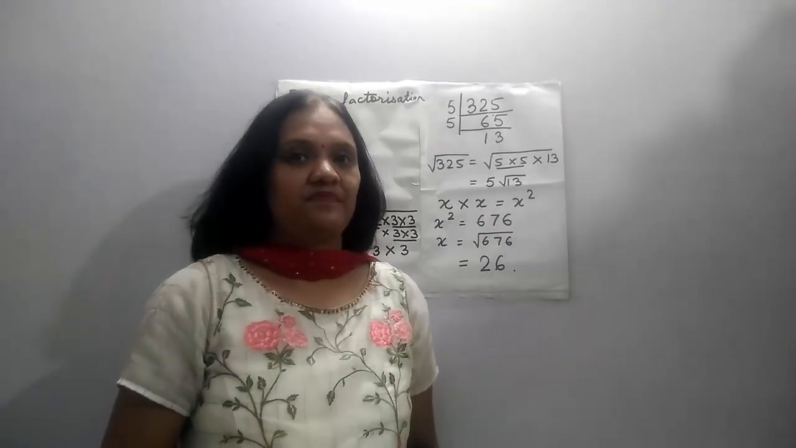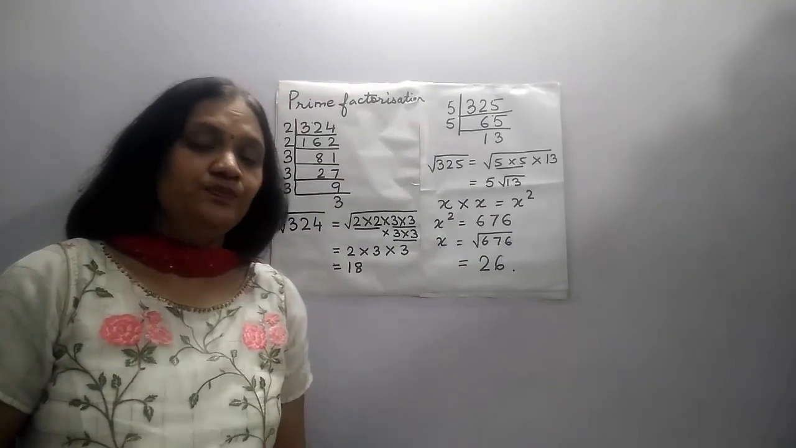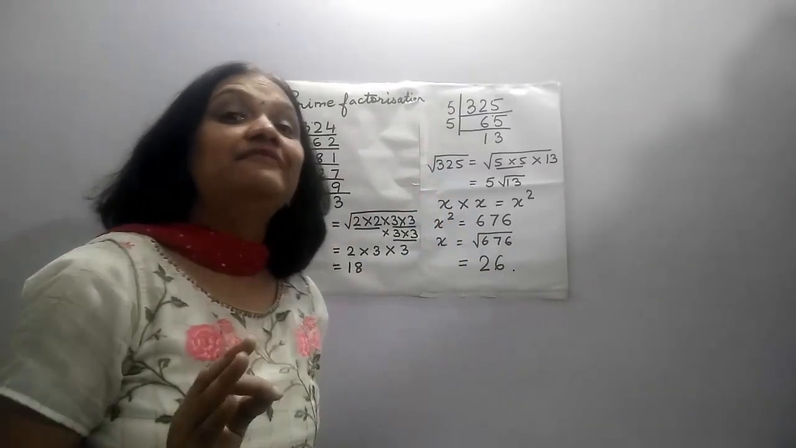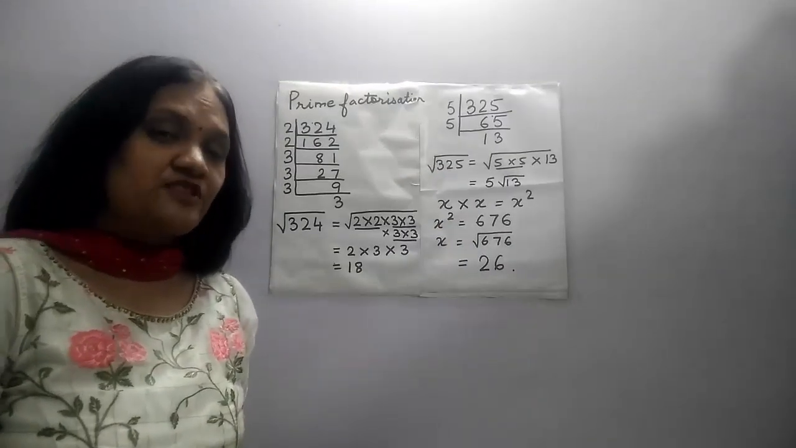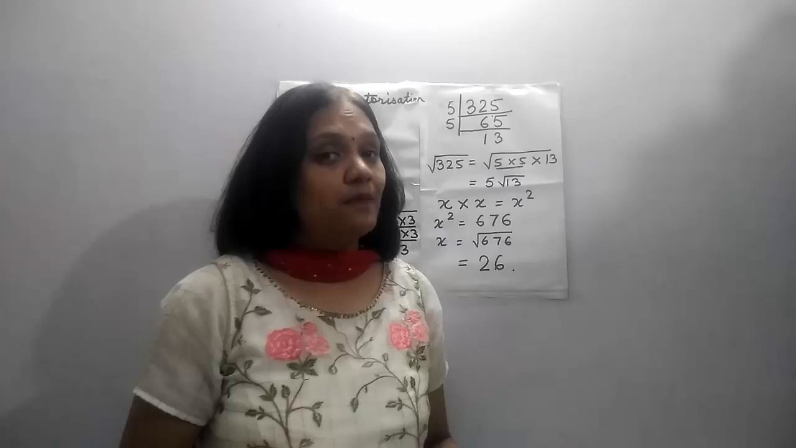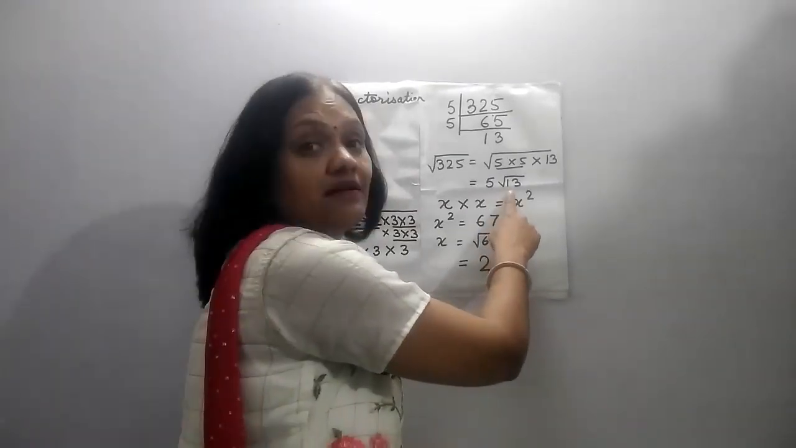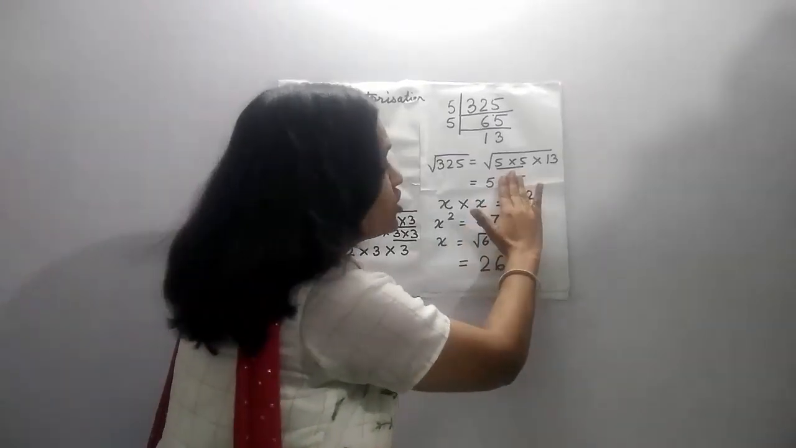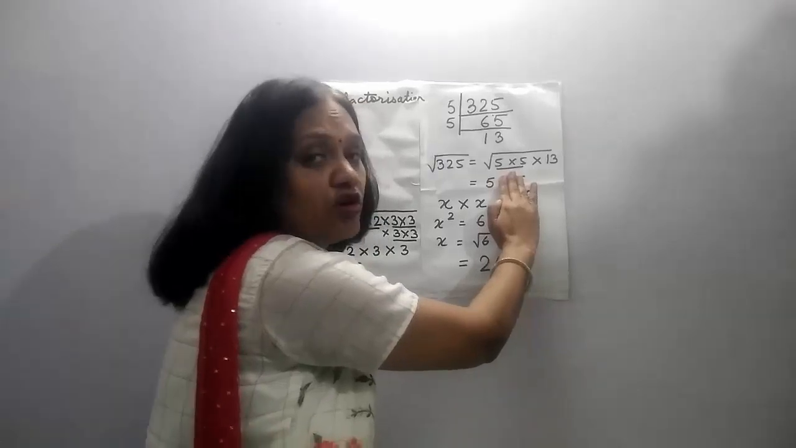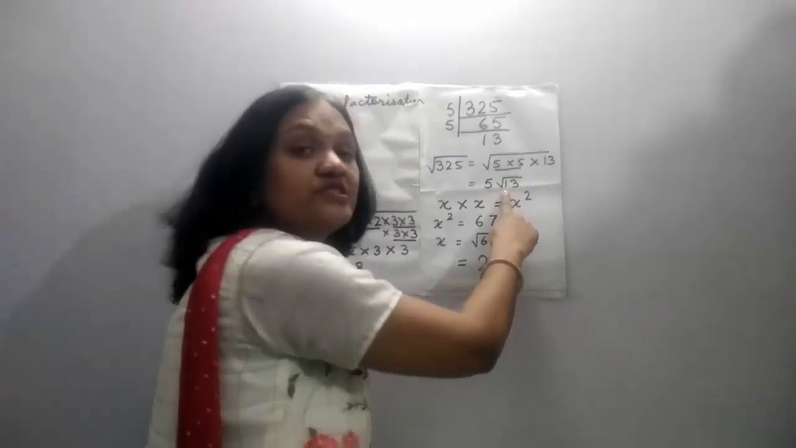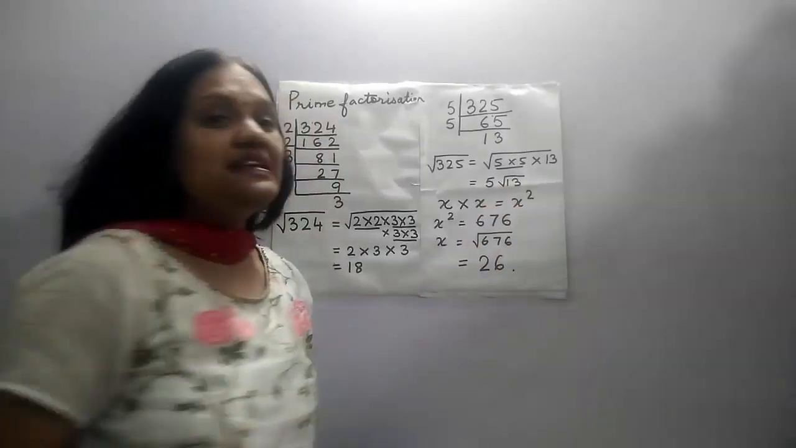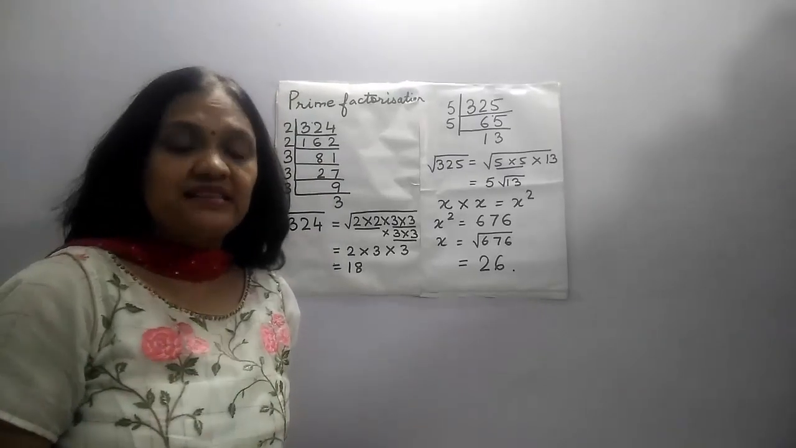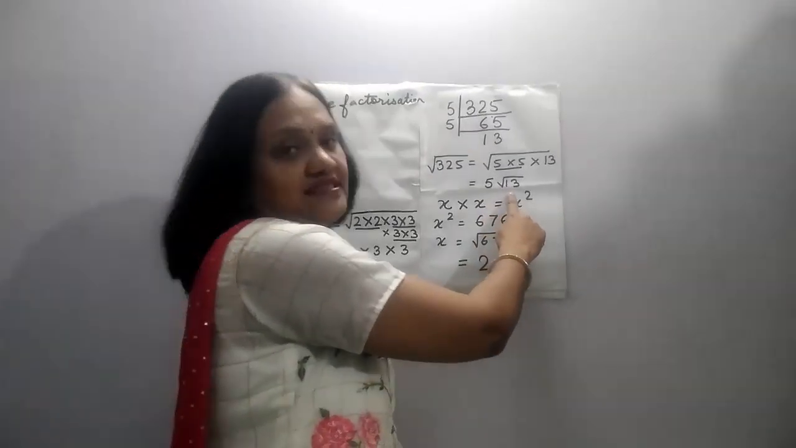Same way, if I ask you which is the least number by which 325 should be divided so that it becomes a perfect square, again your answer will be the same, and that is 13. Why is it so? Because if this extra 13 would not have been there, we would have got only 5 and no root sign would have been there. So the least number by which 325 should be divided to make it a perfect square is 13.